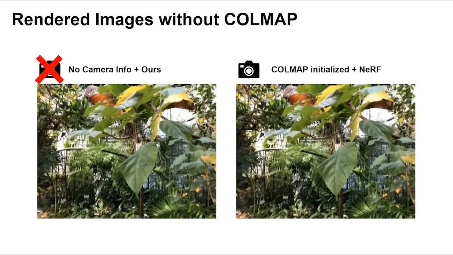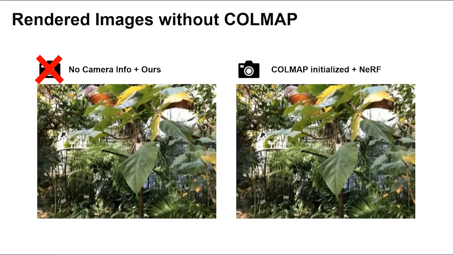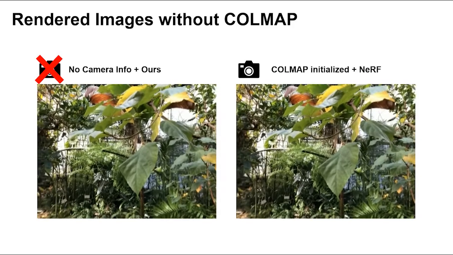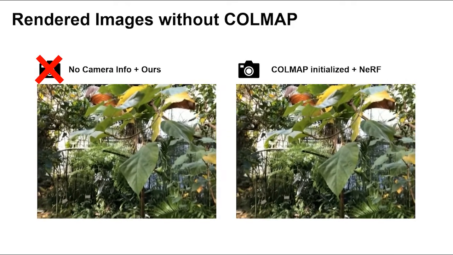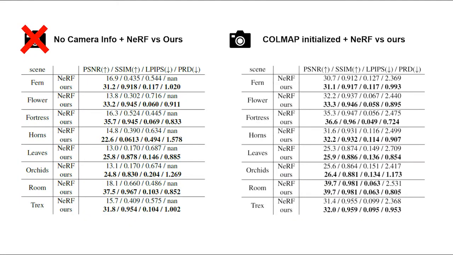Consequently, our model is feasible to reliably render scenes although no carefully calibrated camera information is used. Compared to NeRF, which is trained without COLMAP camera information, our model renders scenes much clearer. Besides, our model shows higher rendering qualities for all the scenes when the camera parameters are initialized by COLMAP.